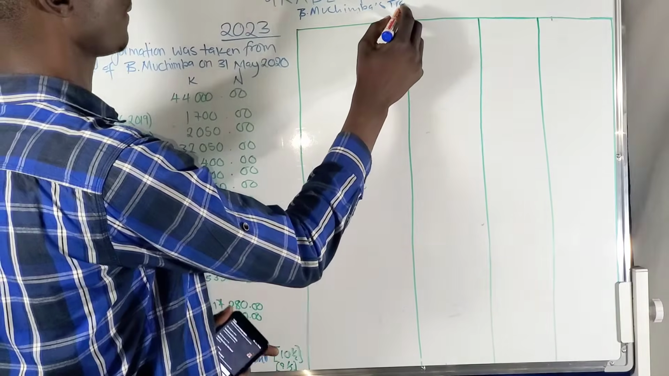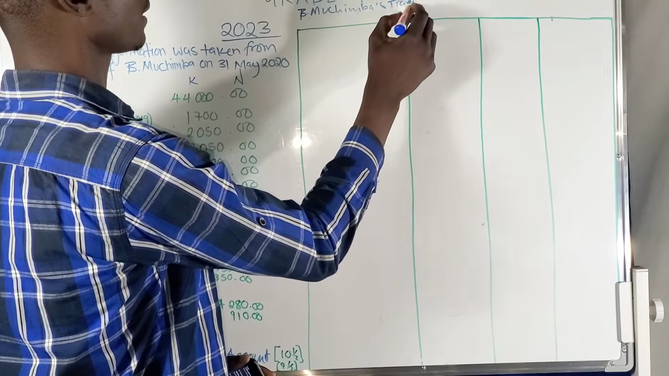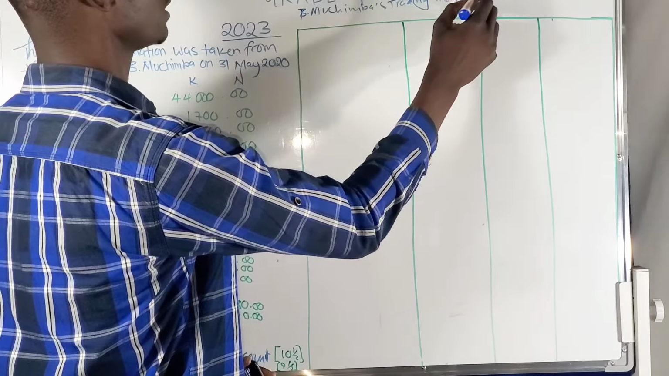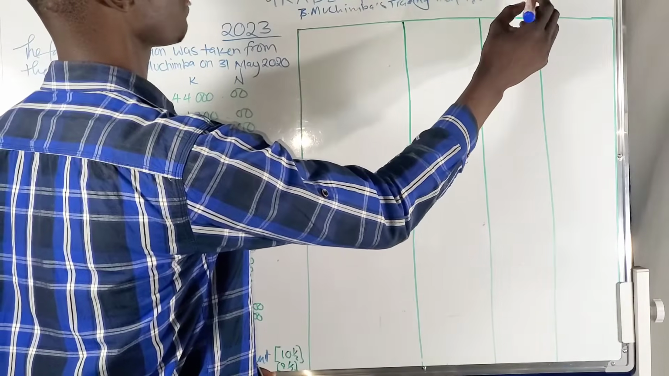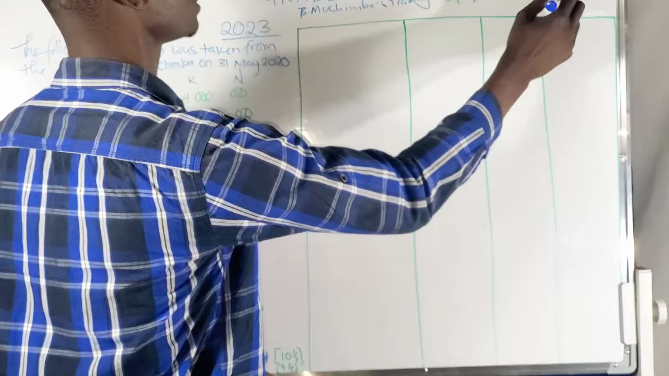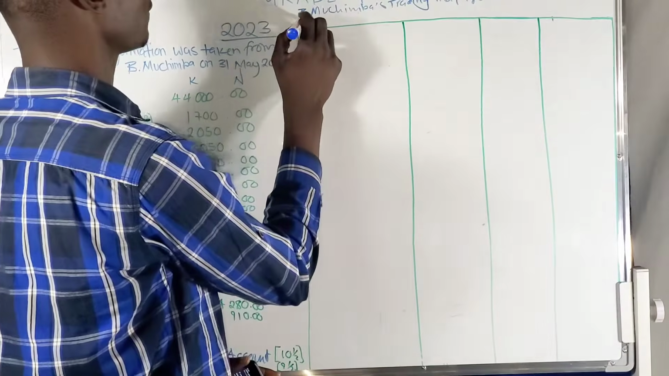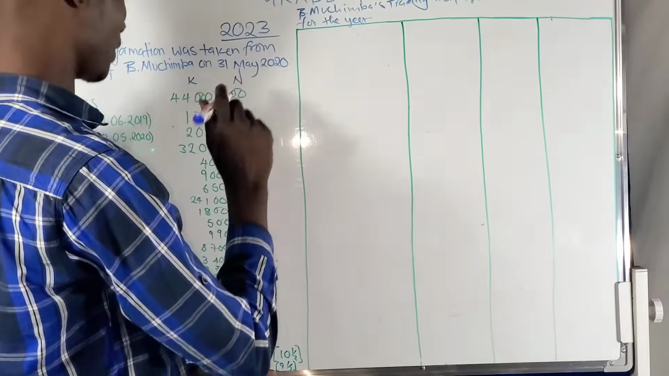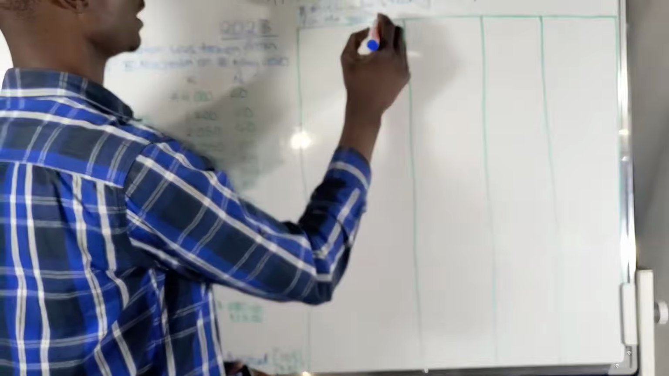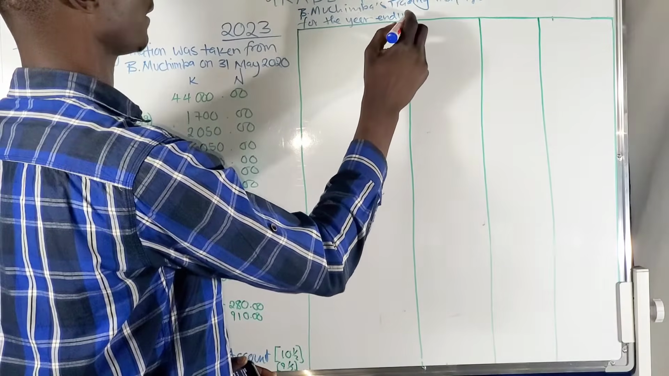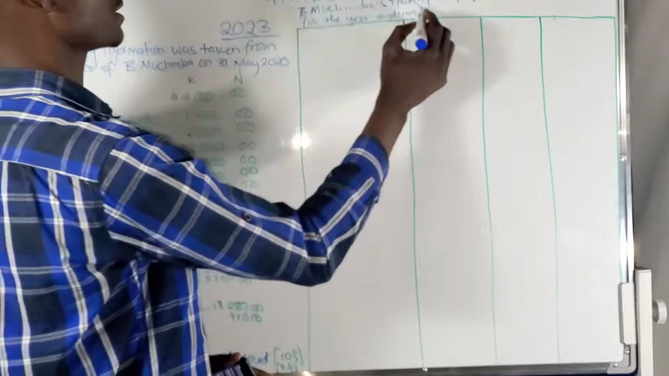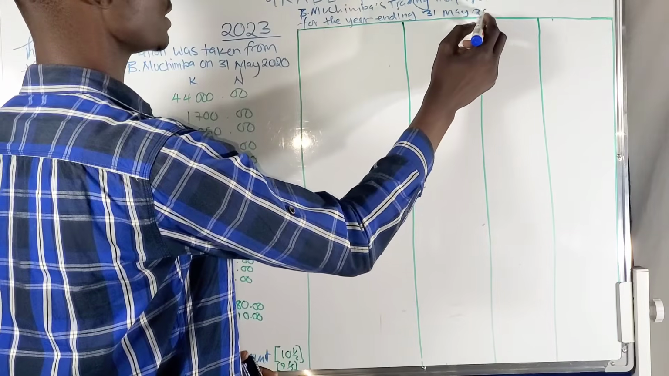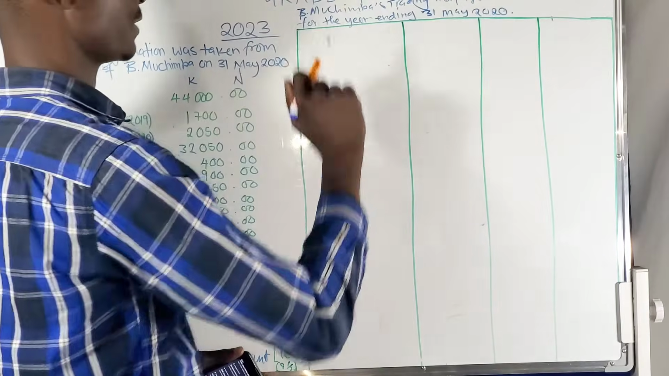trading and profit and loss account, for the year ended, this is 31st, so for the year ending 31st May 2020. All right, 31st May 2020.